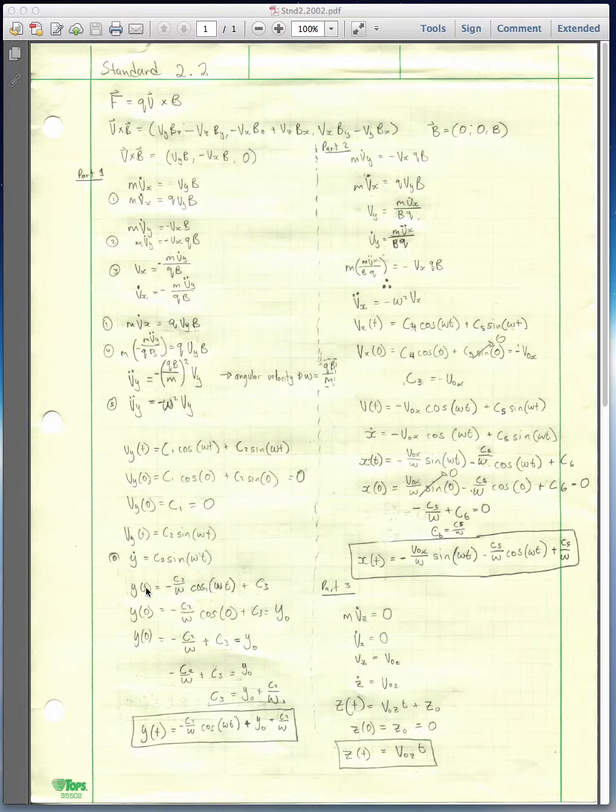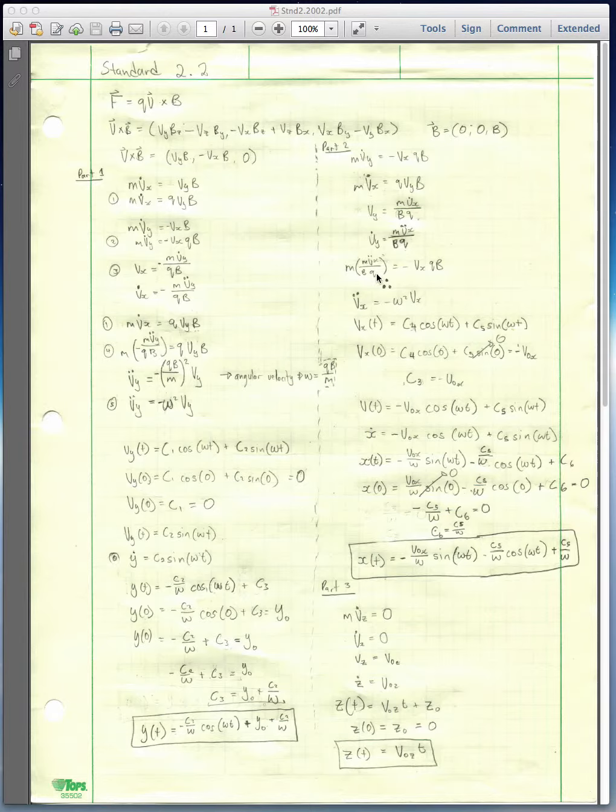Once you find this equation, you plug in your initial conditions, and we are told that y initial when t is 0 equals y naught. With that, we can figure out how these two constants are related to y naught, since we're given y naught, and we can see that C3 equals y naught plus C2 over W. So when you plug it back in, the new equation is the equation of motion, position as a function of time for the charged particle in the y direction.